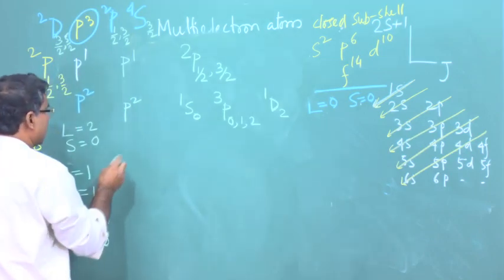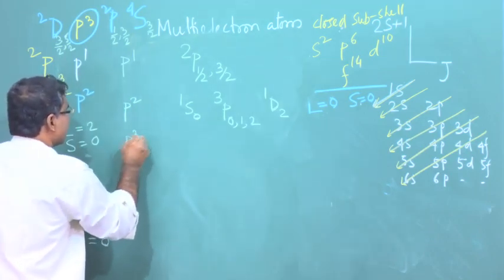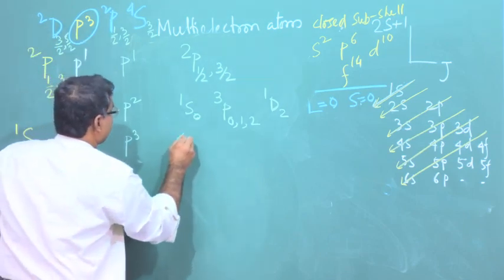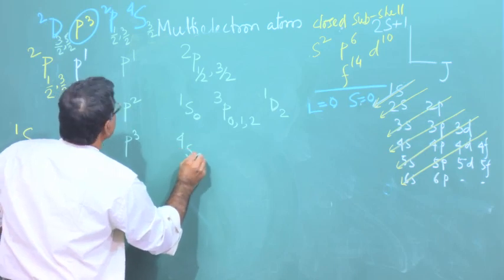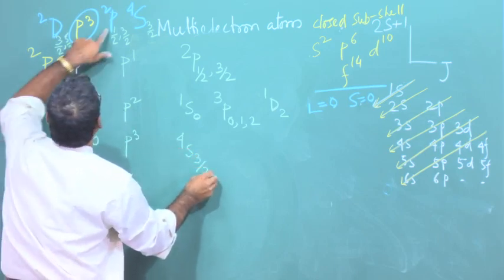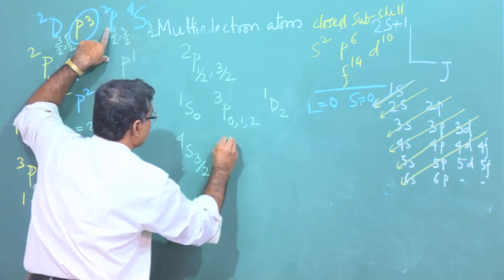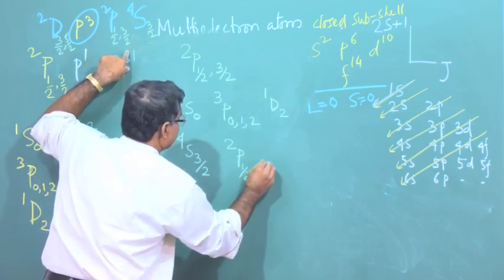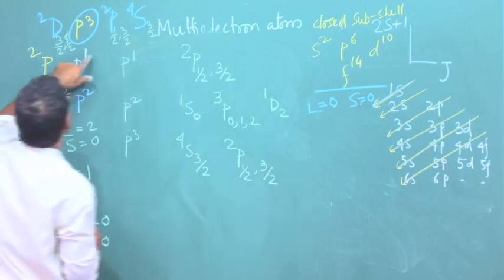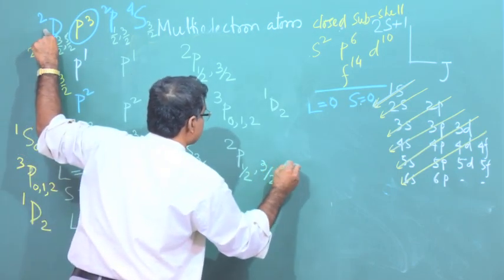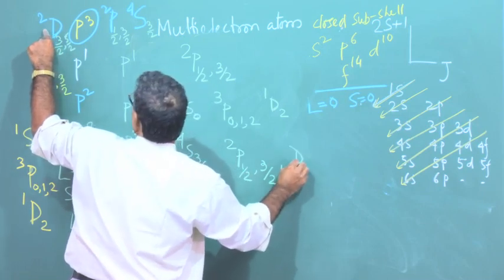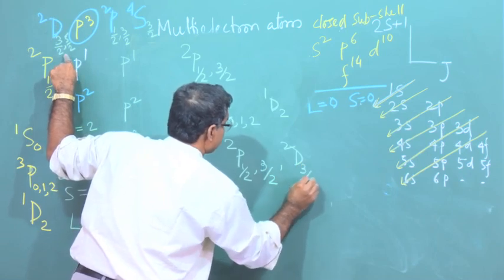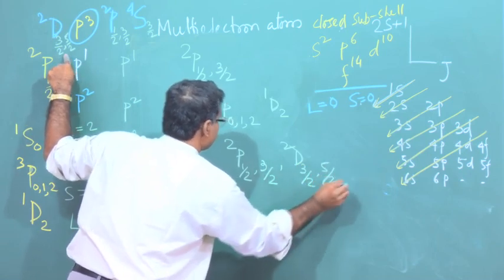Yes. So, and then we found P3. What did you get? This I got 4S3/2, then 2P1/2, 3/2, and then I got D, it's a 2, and this 3/2 and 5/2. Okay.